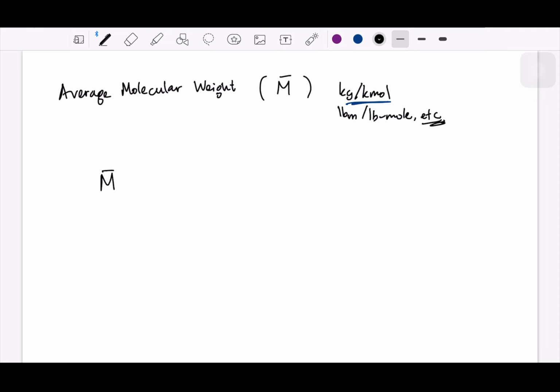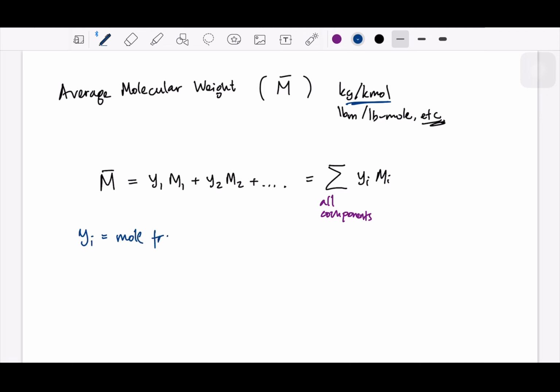and we can denote the average molecular weight by this formula. Or we can write it in terms of the summations of each component. So this means all components, and the y is the mole fraction, the same symbol as we mentioned before. Mole fraction of each component, or let me write it in terms of a random component like this one. Okay. And then the M is the molecular weight.